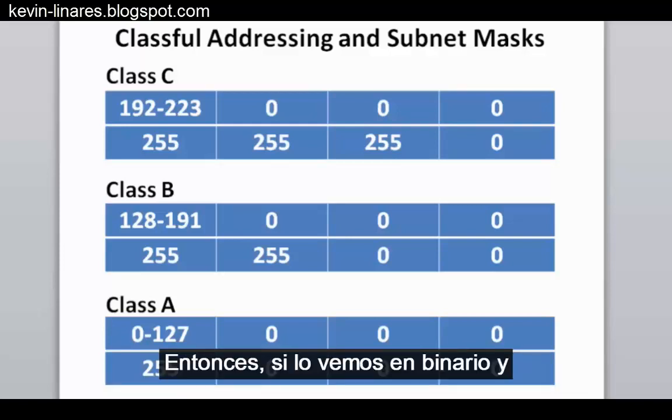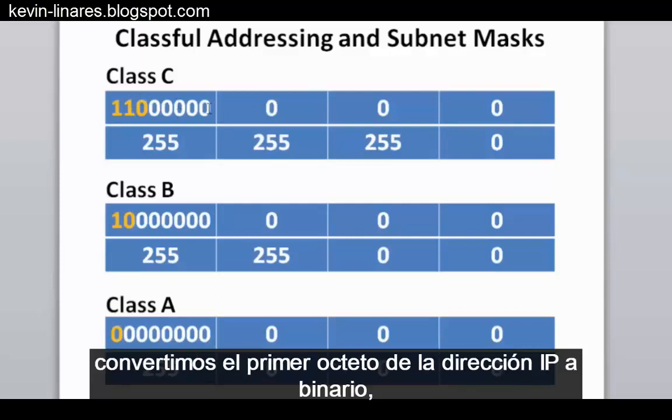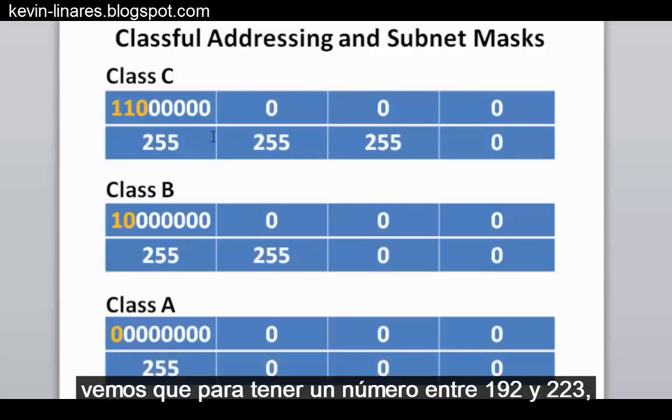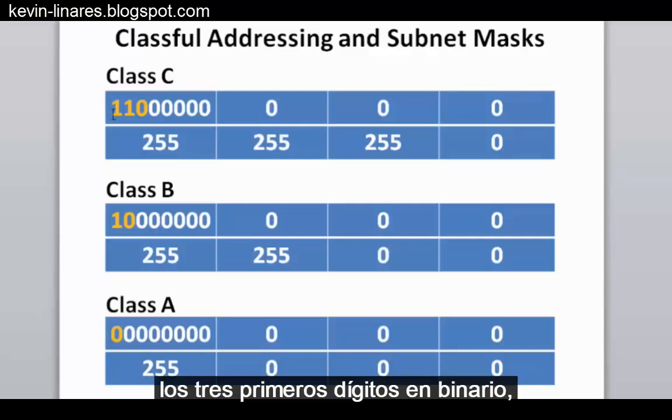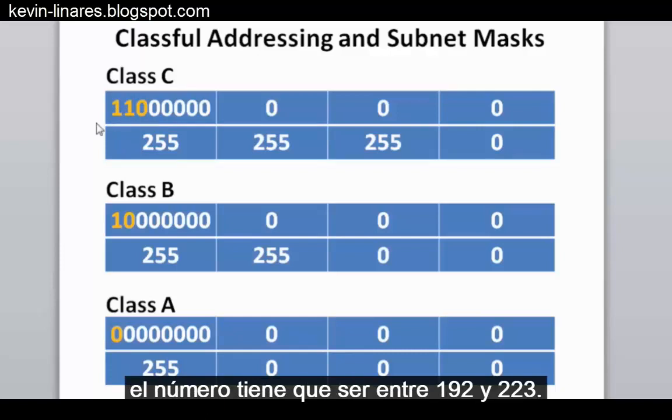So if we take a look and convert the first octet in the IP address to binary, we see that in order to have a number between 192 and 223, the first three digits in binary, counting from left to right, need to be 1, 1, and 0. If the first three digits are 1, 1, 0, the number has to be between 192 and 223.